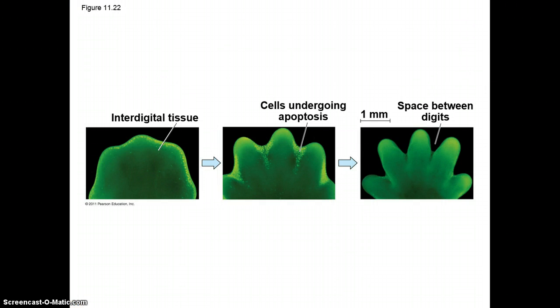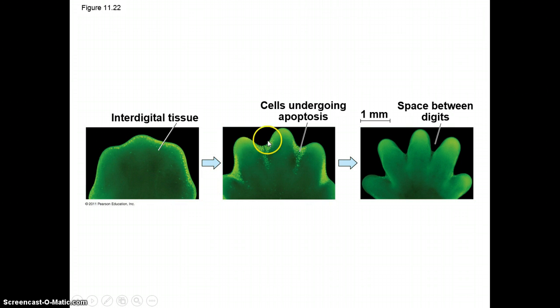So here is an actual picture of development happening in this organism. As you can see in this first picture right here, all of the interdigital, meaning between the digits. So you can see all of the interdigital tissue here. This is just one web, one structure.